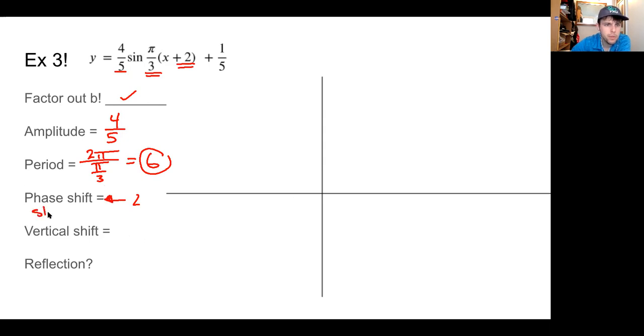Phase shift is +2 here, remember, which actually means we're going to the left 2, which means that we will start at x equals -2. So on our x-axis, we're going to start at -2. Vertical shift, another fractional value here, we're going up 1/5. So that's where our midline value will be. And reflection. In this case, there is no reflection.